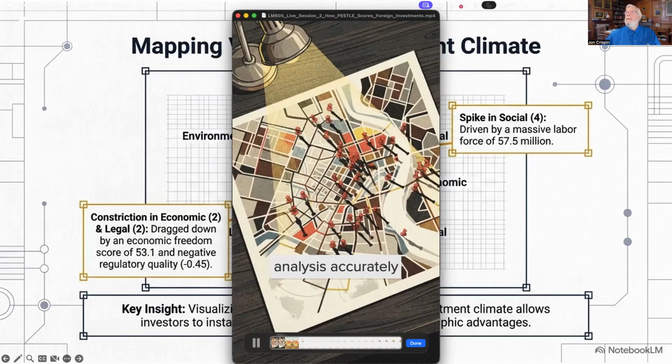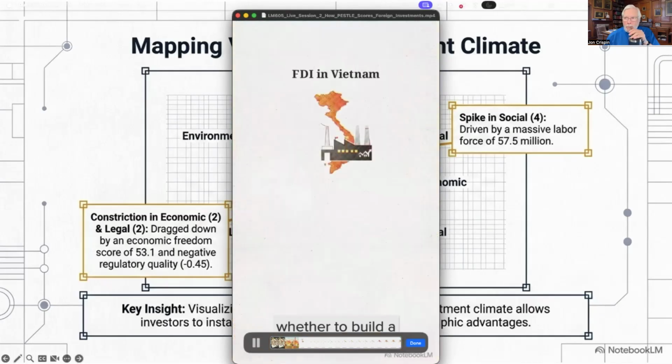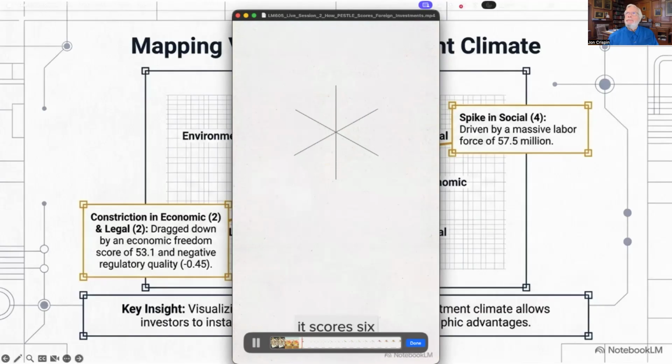How does a PESTLE analysis accurately score the safety and potential of a foreign market? When companies use foreign direct investment to build physical facilities abroad, they must quantify hidden local risks. Say you are deciding whether to build a new manufacturing plant in Vietnam. To map the macro environment, it scores 6 external factors. The axes run from very bad to perfect.